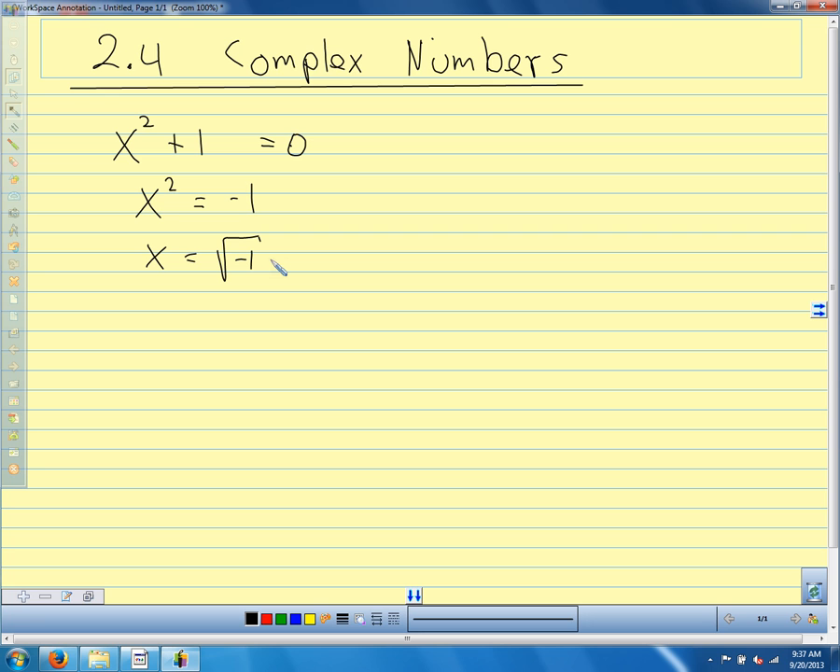So what mathematicians did was they said, okay, well let's call this thing the square root of negative 1. Let's call it i. And we call i the imaginary unit. It's unfortunate that they chose the word imaginary, because it gives the impression that it's something kind of artificial. So it doesn't really mean artificial. We've talked about real numbers, so now we have imaginary numbers.